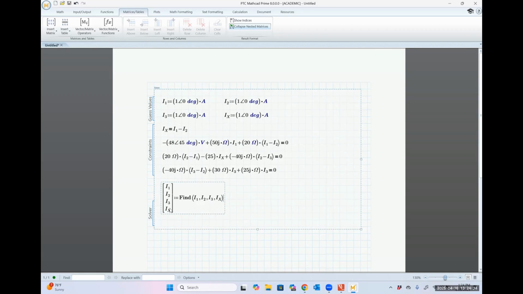And I'm expecting it to tell me units don't match. These units are not compatible. The reason it's telling me that is because here I have 20 ohms times I2 minus I1. So 20 ohms times the current gives me a voltage. This is 25 times the current. So it's interpreting that as a current because I did not put the units on that scaling factor of 25.